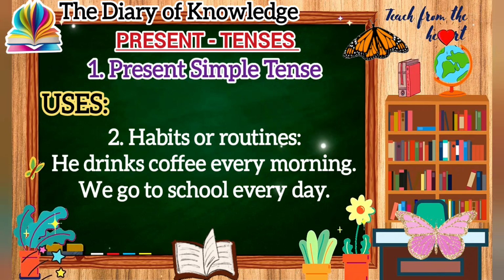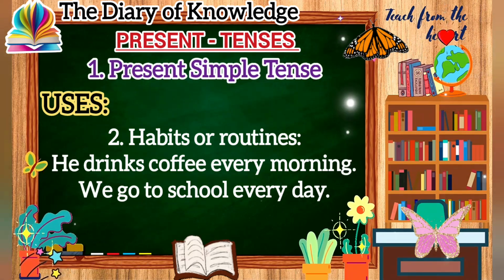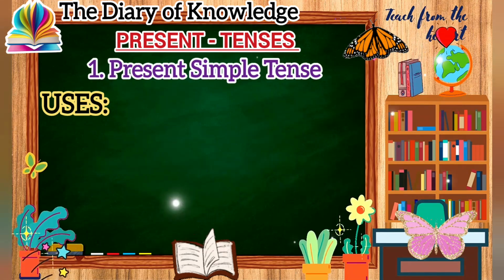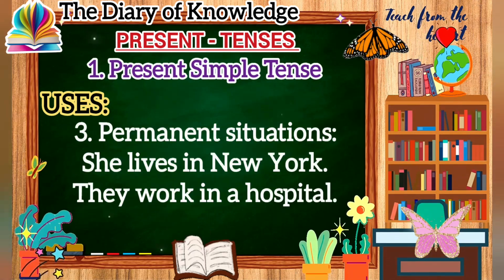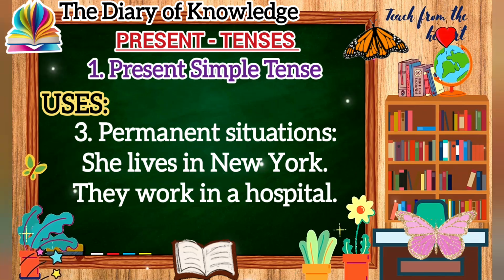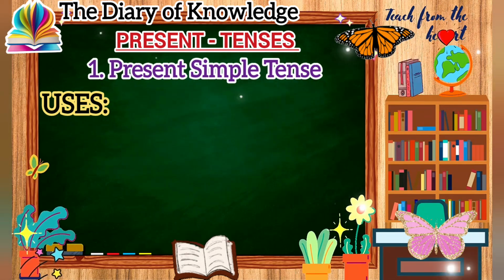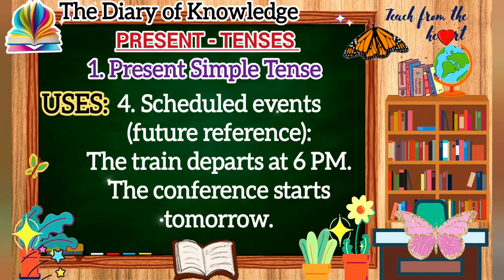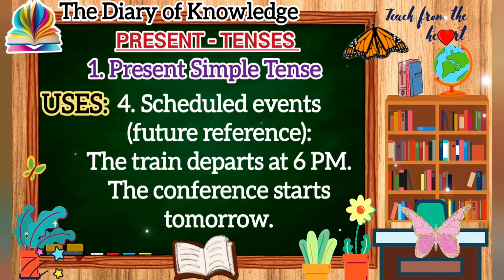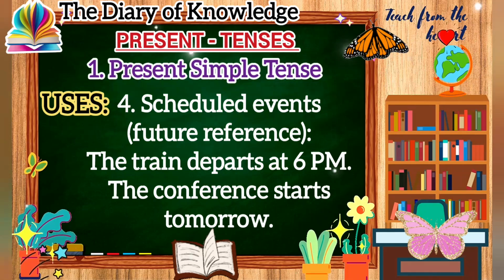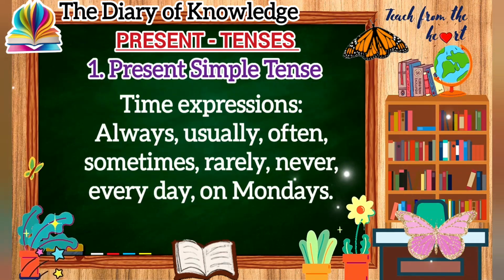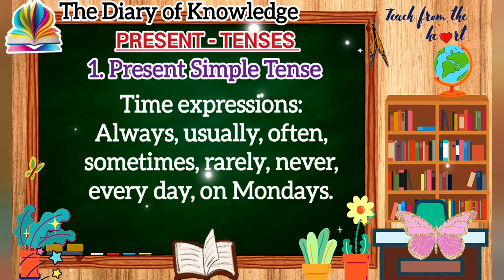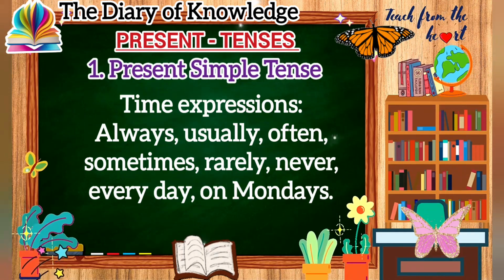2. Habits or routines. He drinks coffee every morning. We go to school every day. 3. Permanent situations. She lives in New York. They work in a hospital. Scheduled events, future reference. The train departs at 6 p.m. The conference starts tomorrow. Time expressions: always, usually, often, sometimes, rarely, never, every day, on Mondays.